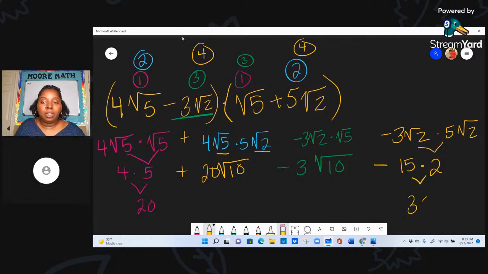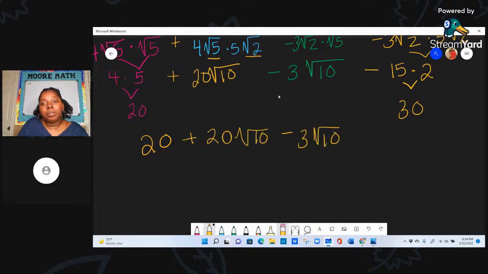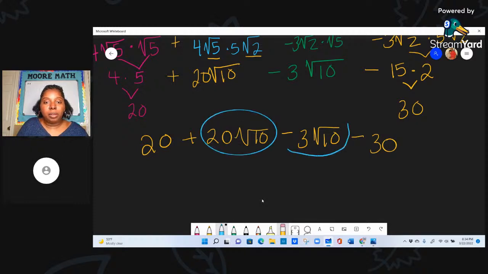30. Good. All right. So let's bring everything down. So we have 20 plus 20 square root of 10 minus 3 square root of 10 minus 30. Okay. What can I combine? The square roots of 10. Okay. And what's that going to become?